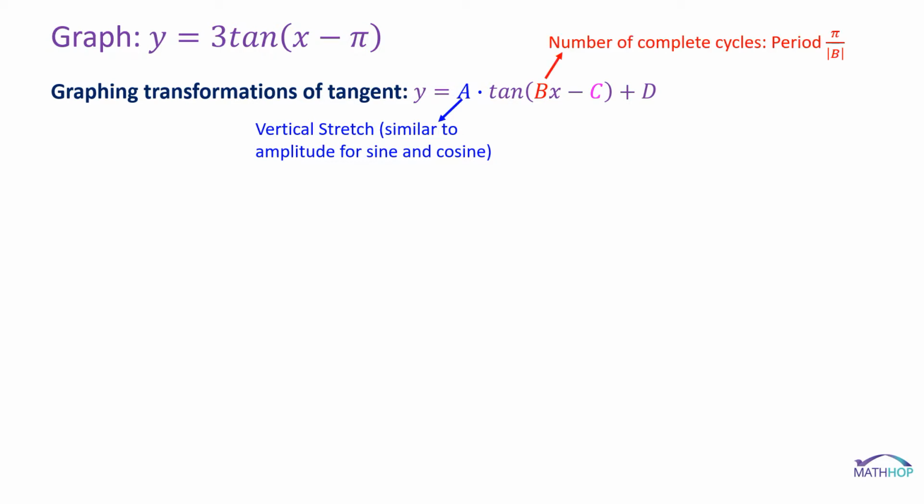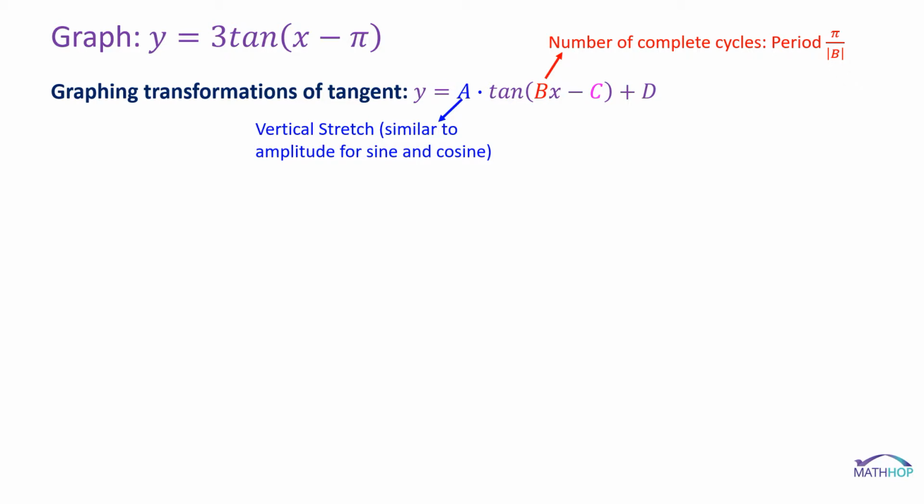B, remember, is the number of cycles that you will normally see in the normal period. So within pi radians, you normally see one complete tangent cycle. Well, B will say this is how many tangent cycles you'll see in the normal period. So if it's 2x, you will see 2 full cycles of tangent where you used to only see 1. All right. Don't confuse B with the period. B is used to find the period.